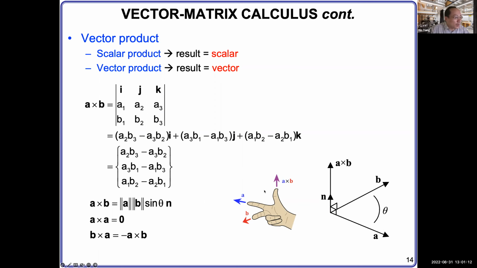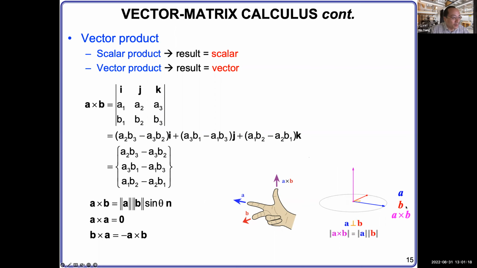Here this animation shows that A is blue and B is red. If you multiply them together to get C, A cross product B will go upwards, perpendicular to both A and B. Now, this is the geometrical representation.